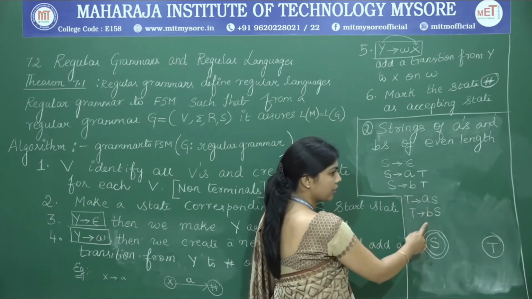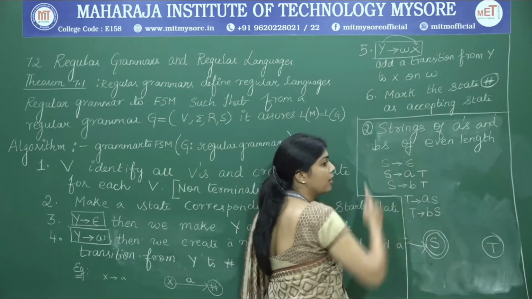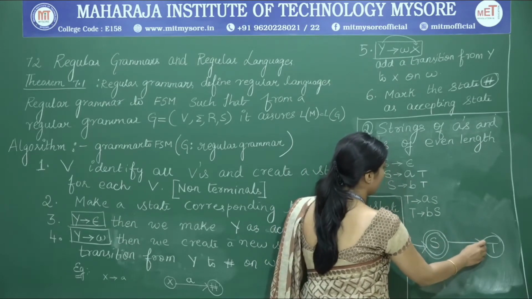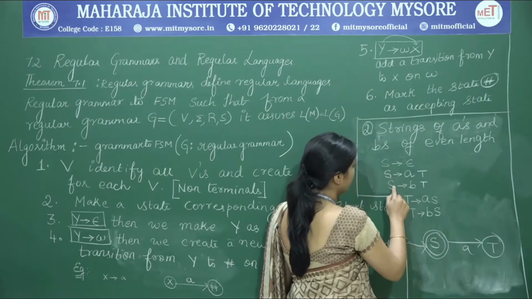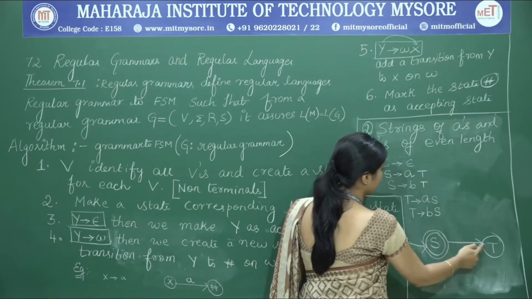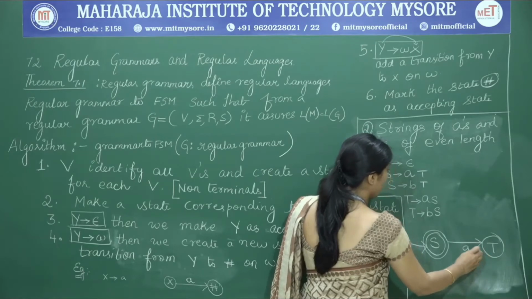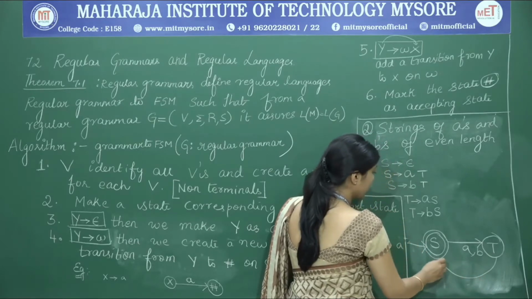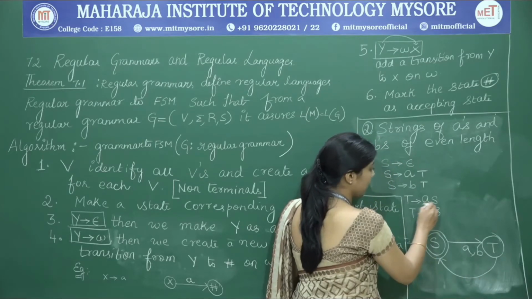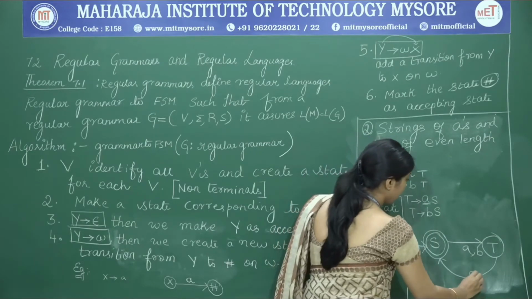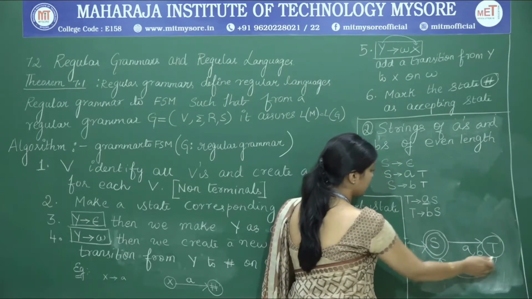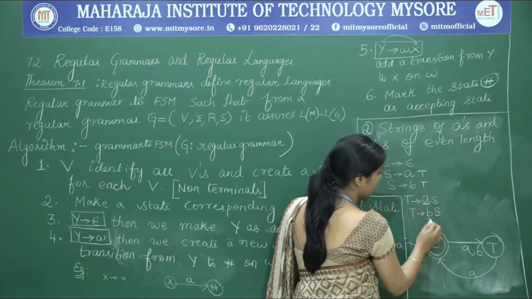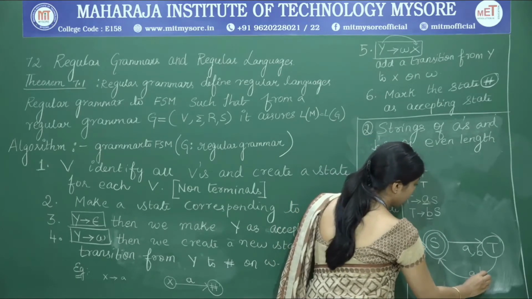Now we will go on adding the rest of the transitions, which are in the form of Y goes to wX. So S goes to aT, therefore you have to add a transition on a from S to T. Next, S goes to bT, so it is going to the same T itself. We write here comma b. Next T goes to aS. So from T to S we add a transition and the input symbol is a. Next, the same thing, T to S, on the same transition we add the second symbol. In this production it is a b, so we write here a comma b.